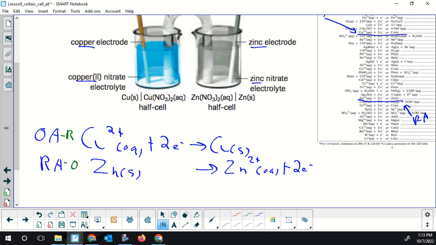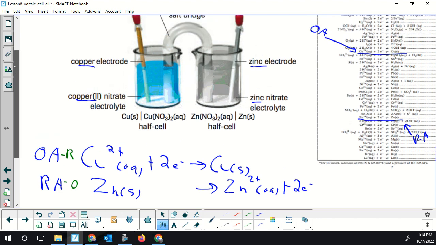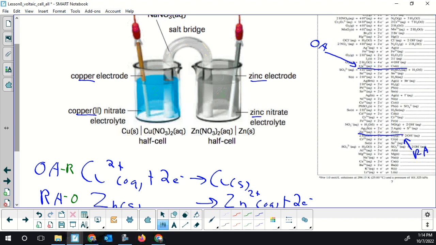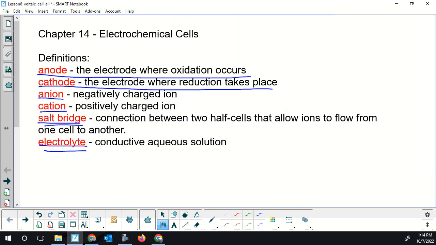That's our losing electrons. And if you mess this up, if you think LEO and GER, you should be able to correct yourself if you improperly identify. So this copper beaker that has the ions as our OA, that's going to contain one of our electrodes. Now the copper is reduction, so we can flip back. Reduction is going to be where we have the piece of metal that is our cathode. That's just one of the many definitions you need to get comfortable with.